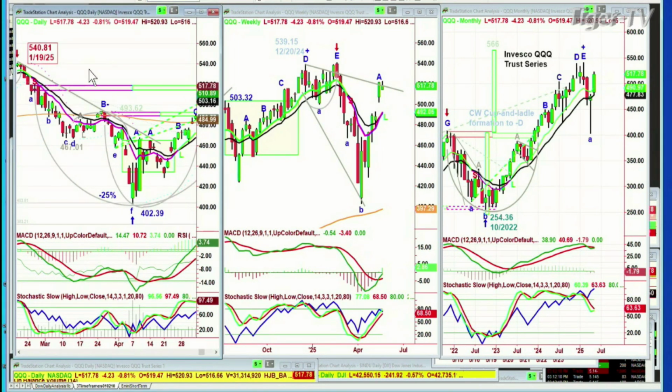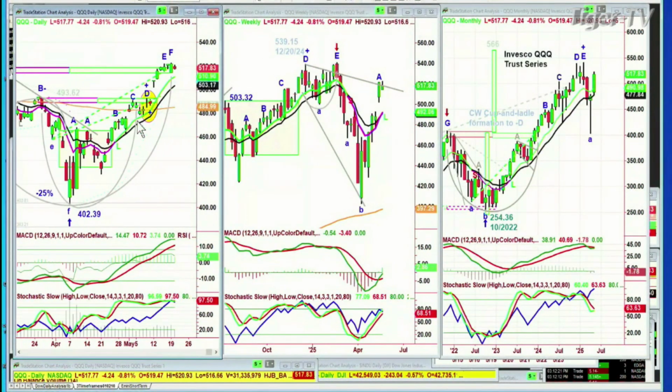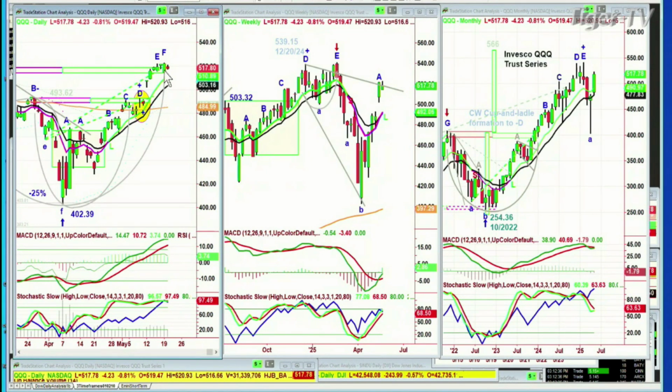That was this resistance that I drew in right here with the exact low of 402.39 on the 7th, going to where? Going to today, and we've already gone above that. So this is all that price-time match, the symmetry. It's done that perfectly. And the weekly chart's getting into a resistance area, but it's so strong.